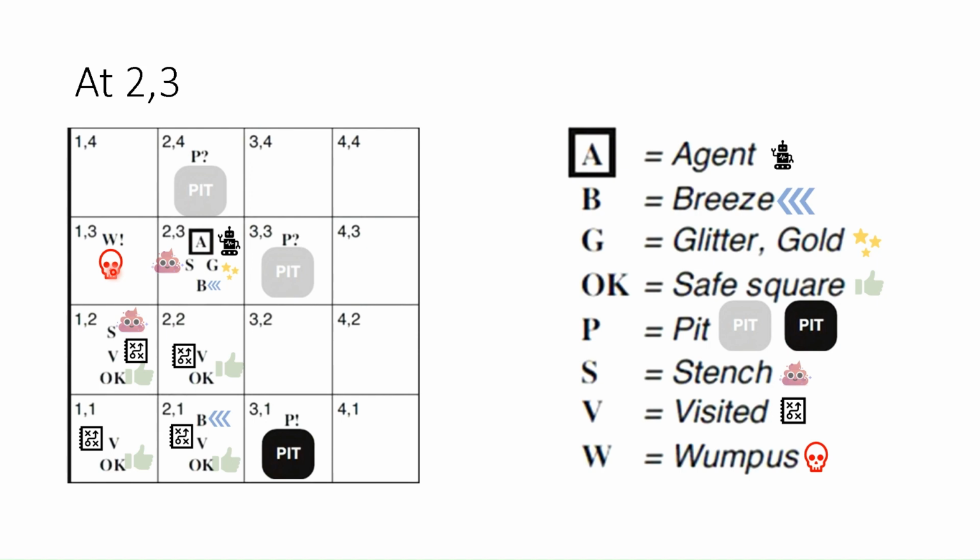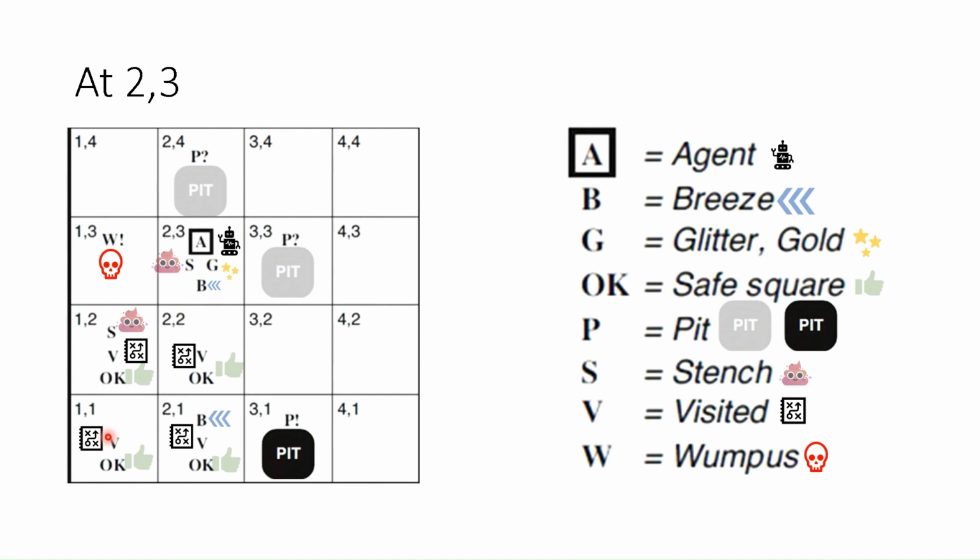Anyways, so now that we have the gold, we can go home, which is at 1 comma 1, and climb out to win the game. If you want, now that we know that the Wumpus is here, you can turn to the left and shoot your arrow. You will get 10 points for killing the Wumpus successfully.